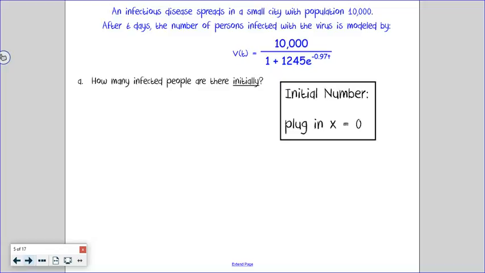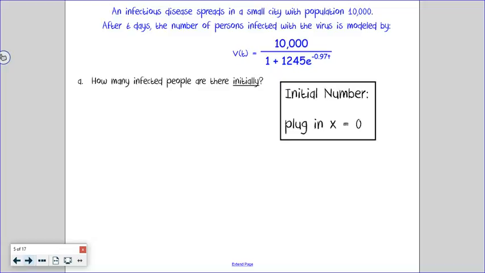Now, think about the English language. Initially means first, to start with, at the beginning. Any of those could be the same question. And they don't have to literally have the word initially in them. It's something indicating at the very beginning, how many did we start with? And that means plug in 0.